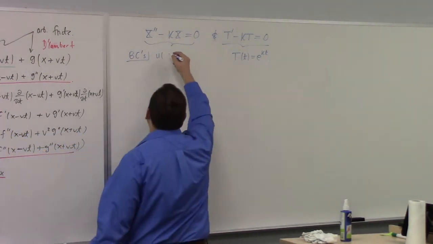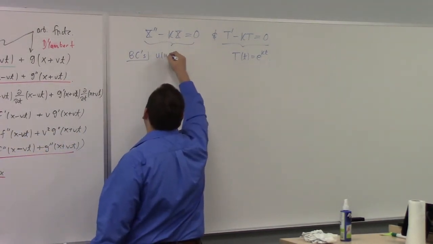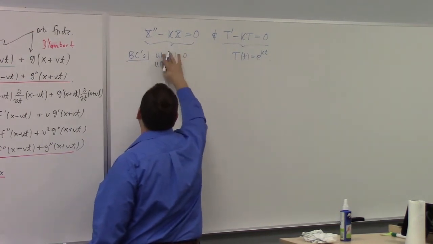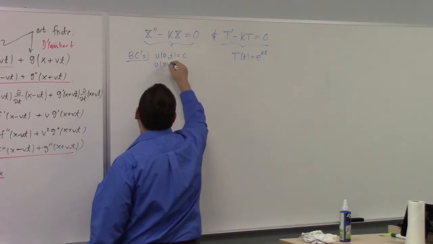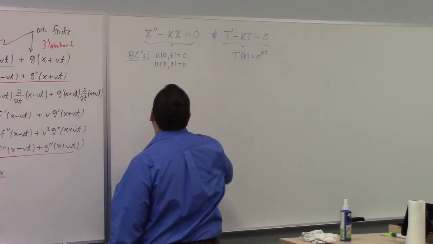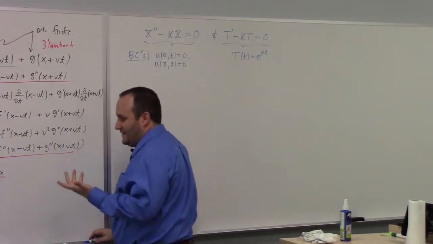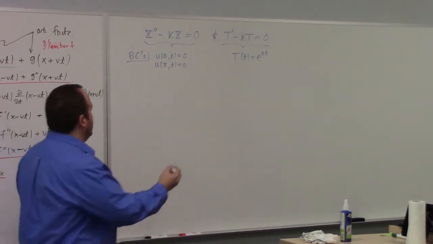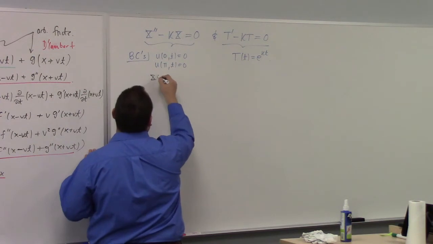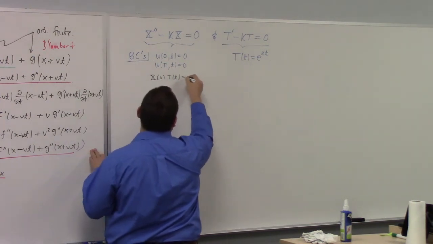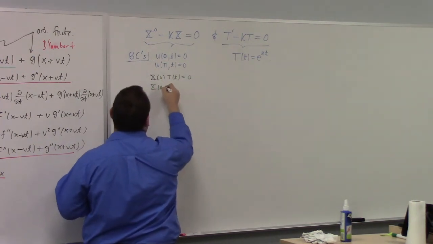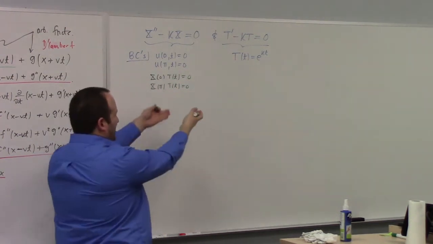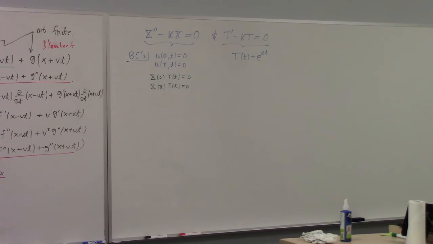So we've got u of pi comma t equal to 0, and u of 0 comma t equal to 0, and u of pi comma t equal to 0. Right? So what does that translate into for the separation of variables solution? It translates into X of 0 times T of t equals 0, X of pi times T of t equals 0, right? T of t is non-zero, so that's not even the issue.